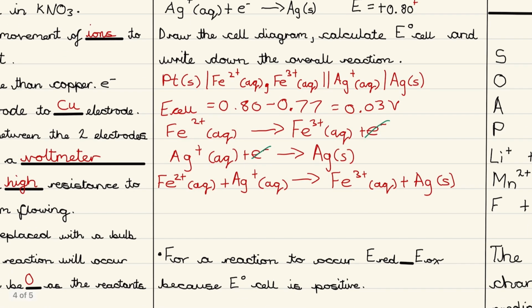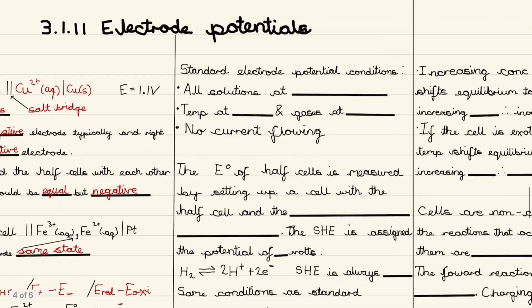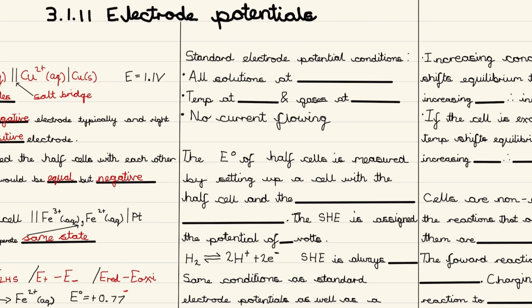For a reaction to occur, the E redox has to be greater than the E oxidization, and this is because the E cell has to be positive. The conditions for standard electrode potential are all solutions are at 1 moles per decimeter cubed. The temperature is 298 Kelvin, and the gases are 100 kilopascals, and there's no current flowing.